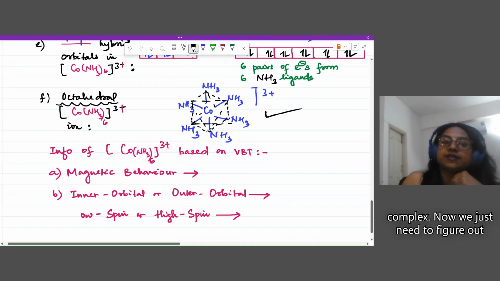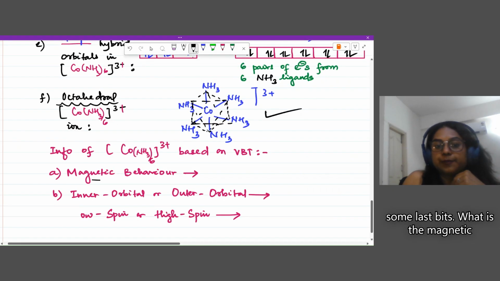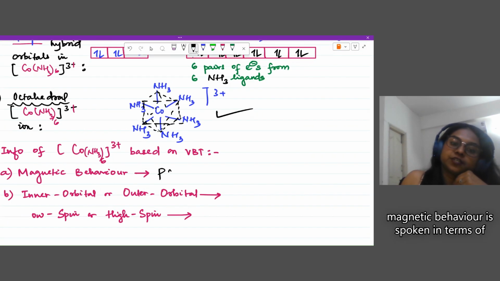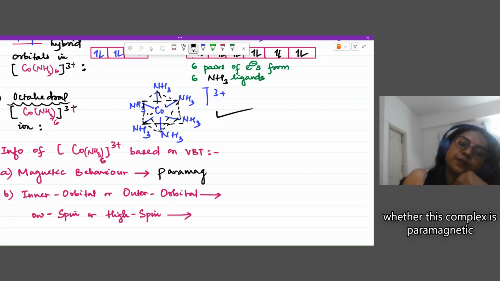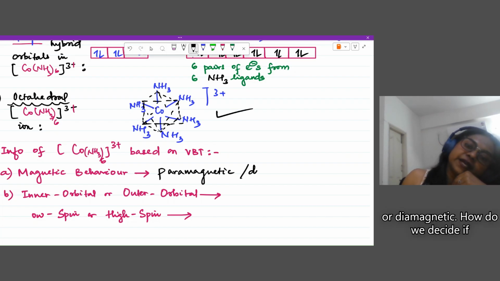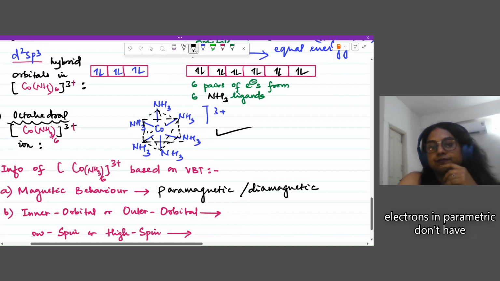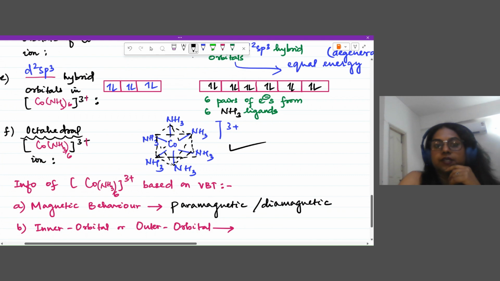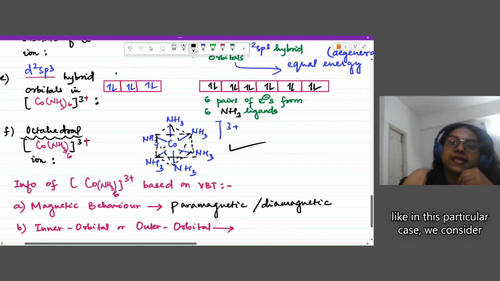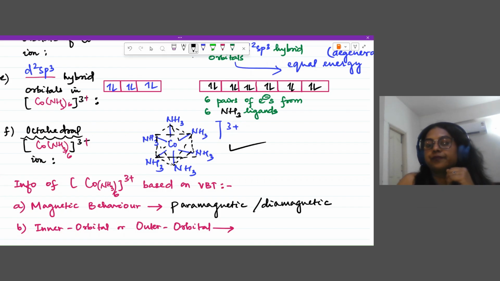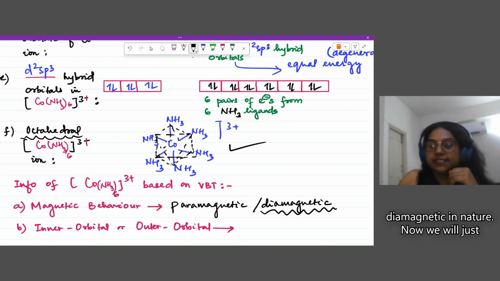Now we just need to figure out some last bits. What is the magnetic behavior of this complex? Remember, magnetic behavior is spoken of in terms of whether the complex is paramagnetic or diamagnetic. How do we decide if something is paramagnetic or diamagnetic? Paramagnetic has unpaired electrons, and diamagnetic doesn't have any unpaired electrons. So if all the electrons are paired up, like in this particular case, we consider these complexes to be diamagnetic in nature.